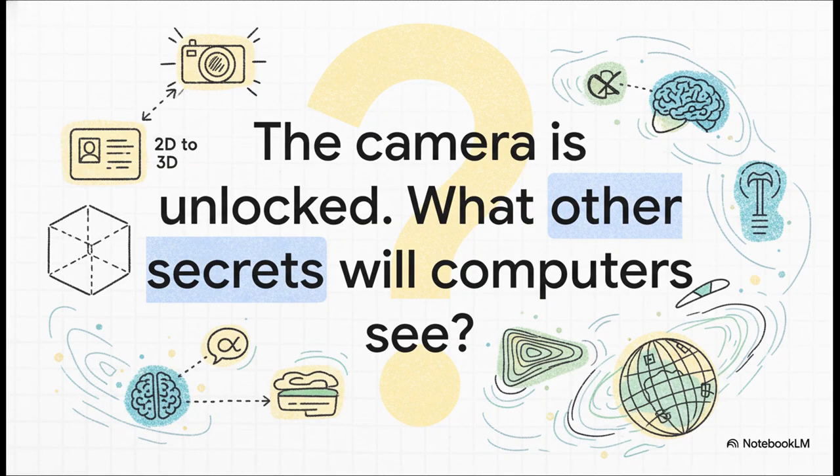So we've decoded the camera's secret ID card. That's the critical first step in allowing a machine to perceive depth. But this is really just the beginning of the journey from 2D to 3D. And the question that leaves us with is, what other secrets about our world are we going to unlock as computers continue to learn how to see?